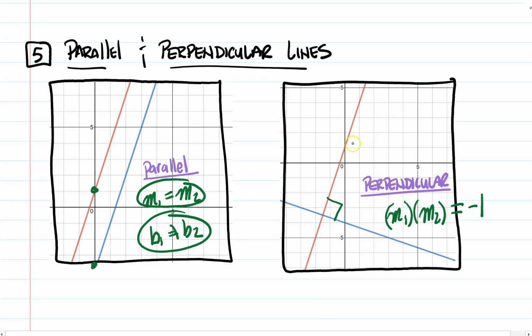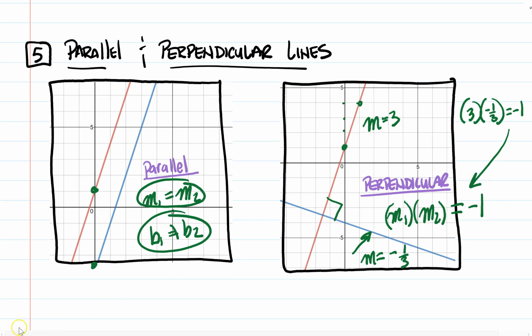As an example, let's say this line has a slope of 3, which is 3 over 1. Then this line would have to be the opposite and the reciprocal. So this slope would have to be -1/3. And of course, when you multiply 3 and -1/3 together, you get -1. So it matches that definition. I don't think this is new for anybody, but it is a good review for us.